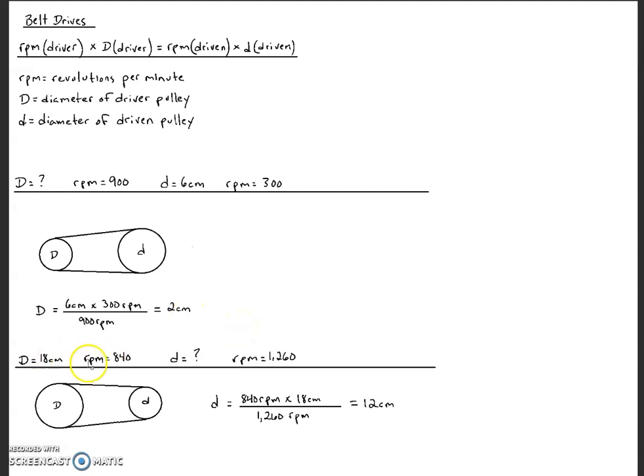And then, so we have the driver is 18 centimeters. We want to know the driven. So 18 centimeters, 840 RPM. Plug the numbers into the formula. RPM to RPM gives us 12 centimeters.